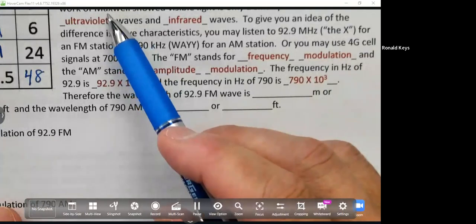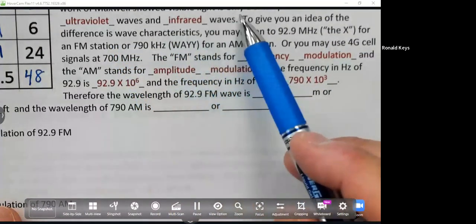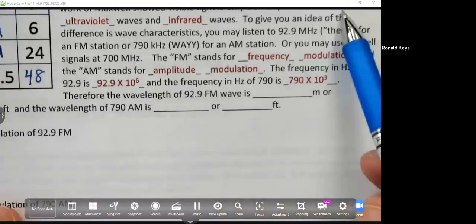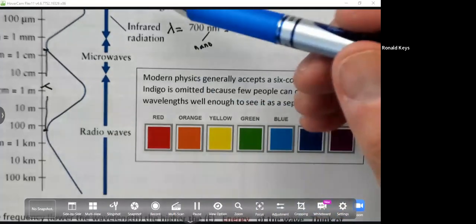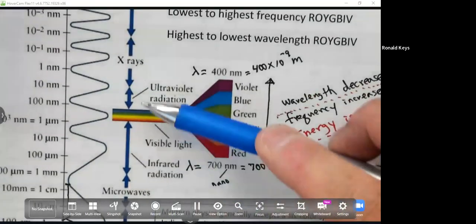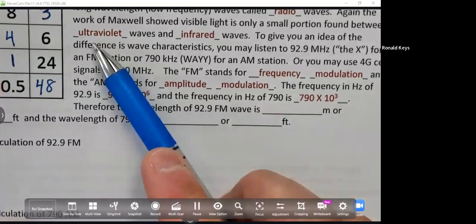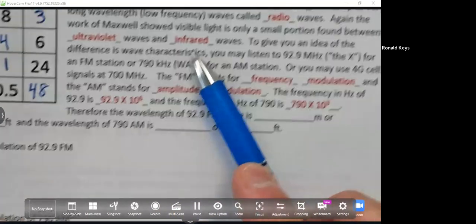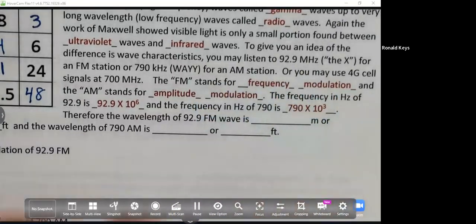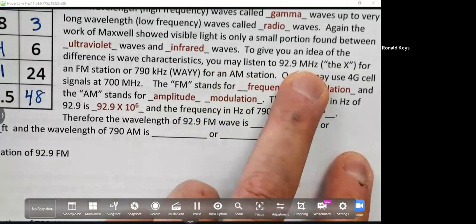Again, the work of Maxwell showed visible light is only a small portion, found between infrared and ultraviolet. To give you an idea of the difference in wave characteristics, you may listen to 92.1, the X.